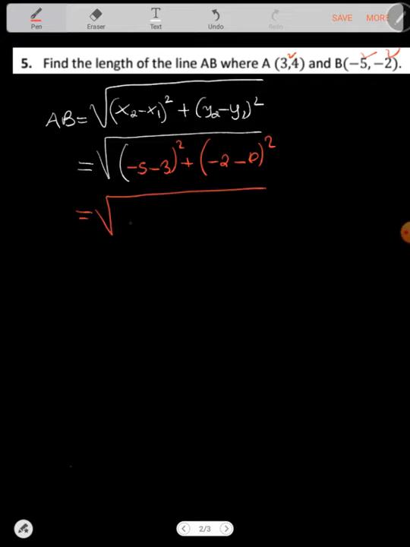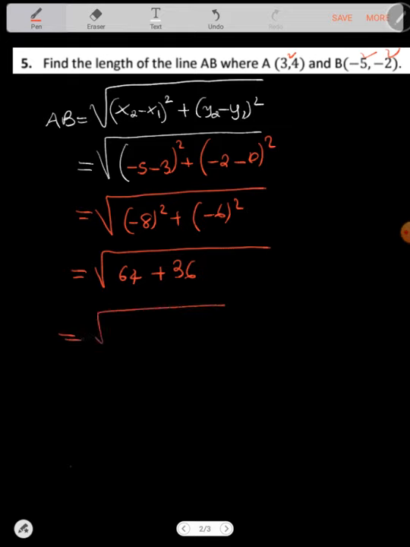Negative 5 minus 3, you get negative 8. Those are same sign. Plus negative 2 minus 4, you get negative 6 squared. This negative 8 squared will give you 64, plus negative 6 squared will give you 36. 64 plus 36 will give you 100. What's the square root of 100? So the length of AB is 10 units. We don't have units that we can use, so just write 10 units. Otherwise, this is the formula for finding the length of any line.